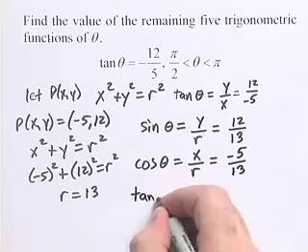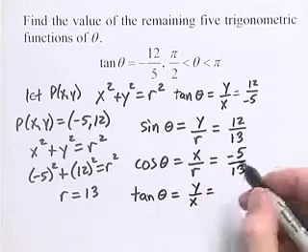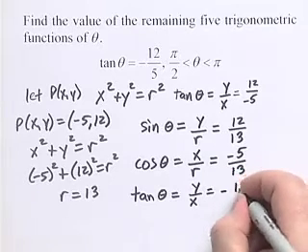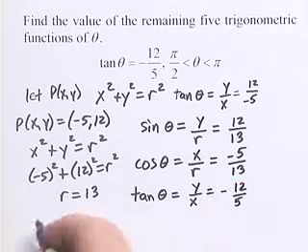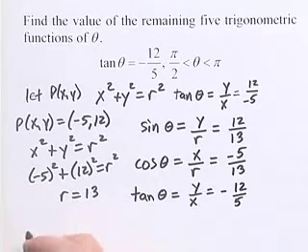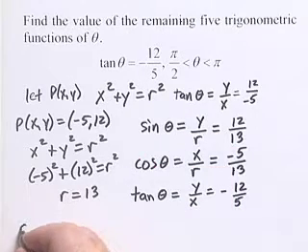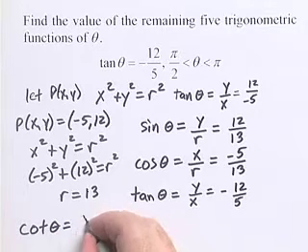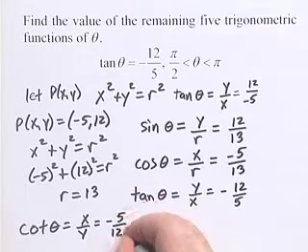Tangent of theta will be y over x. Again, putting in our values for y and x, we'll get negative 12/5. Cotangent, I guess we've already had tangent of theta up there. Cotangent of theta is equal to x over y. Plug in our values for x and y, we'll get negative 5/12.